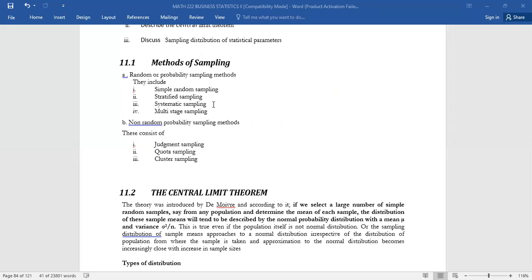And then for the multi-stage, it is more or less like the stratified. It is similar to stratified, only that we now divide our sample by geographical location. For example, you can talk of a country that is divided into counties. Kenya has 47 counties. So when we talk of multi-stage, we'll be talking of a particular county from the multi-stage sampling.